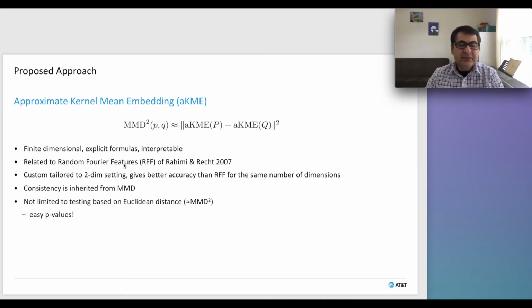We got inspired by that kernel mean embedding, but we wanted to have a finite dimensional embedding, and we wanted to have explicit formulas. So what we propose is an approximate kernel mean embedding. Given the point patterns, we embed them in a finite dimensional space, and we call this embedding ACME. Our goal is to make sure that the Euclidean distance in this embedding space is approximately equal to the maximum mean discrepancy. Our construction is related to the random Fourier features of Rahimi and Recht, but they're custom tailored to the two-dimensional setting in order to give better accuracy than RFF for the same number of dimensions. We inherit the consistency from MMD, and now we also have this interesting choice. We're not limited to testing based on Euclidean distance, which would have been approximately MMD squared, but we can pick any statistic in this finite dimensional space that allows us to compute p-values in a simple way.